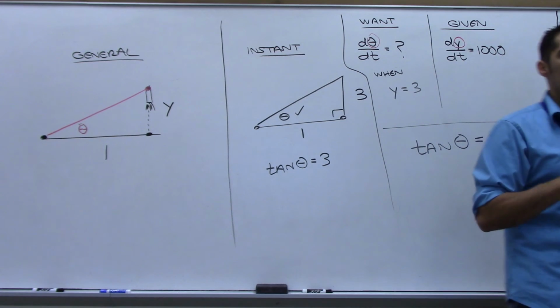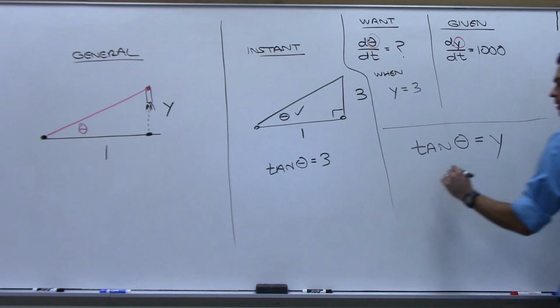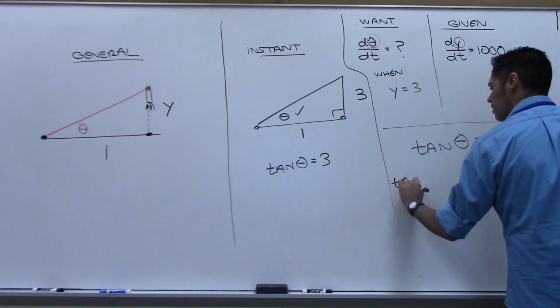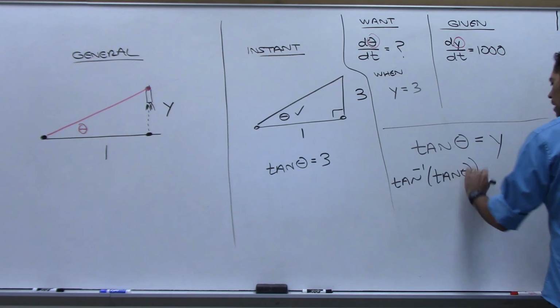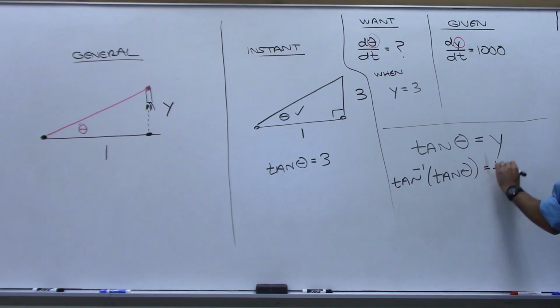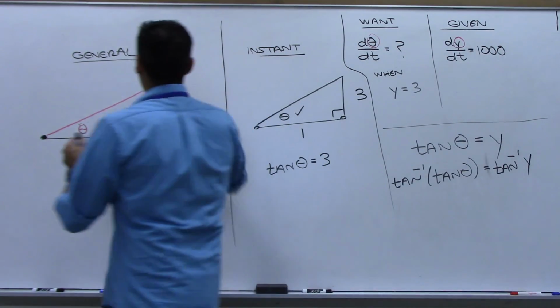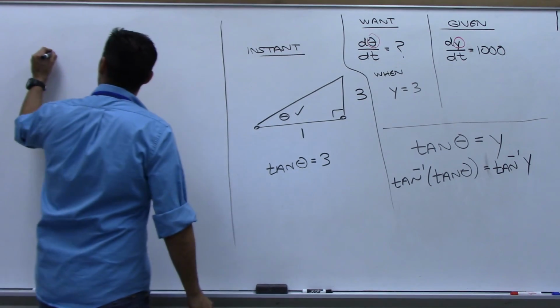I can make this problem a lot easier for myself if I release theta from the tangent. And to do that, I can take arctangent on both sides. And I'm going to do that before I take a derivative. So I'm just going to take arctangent of tangent theta equals arctangent of y. So that just leaves me theta.